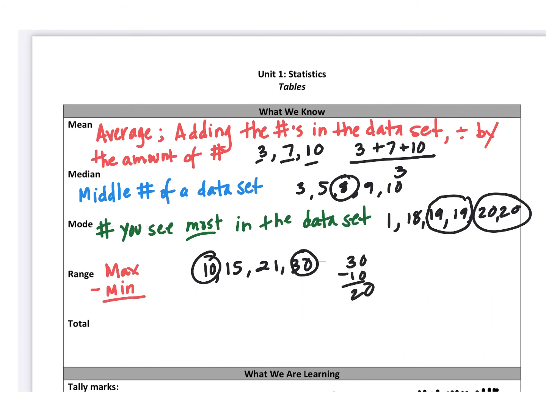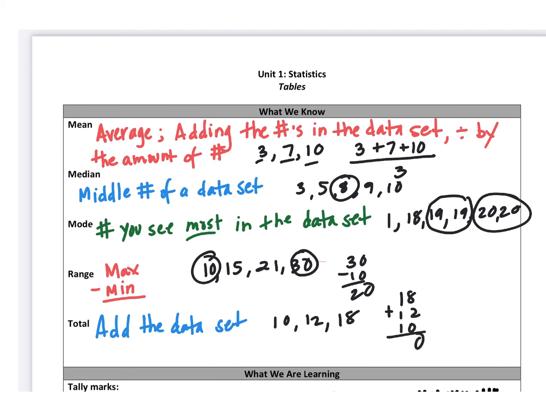Lastly, total just means when you add up the data set. So if you have, for instance, 10, 12, and 18, then you would add 18 plus 12 plus 10. So in this case, you would get 40. Okay, so that's what total means.